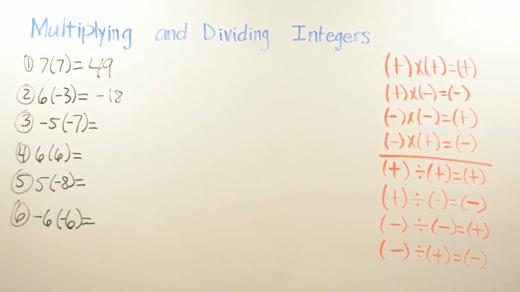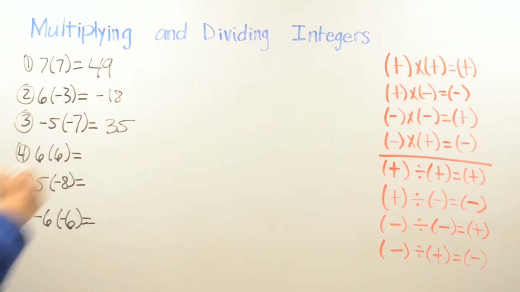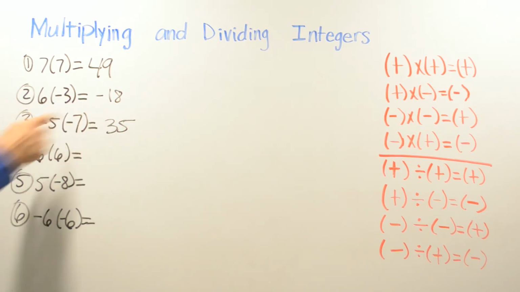And for number 3, we have 2 negative. Look at the right hand side if you need help. Negative times a negative is a positive, so we have 5 times 7 is 35. So for number 1, we have positive 49. For number 2, we have negative 18. And for number 3, we have positive 35. Okay, go ahead and try, like I said, try to do it on your own. If not, just wait and go ahead and follow.